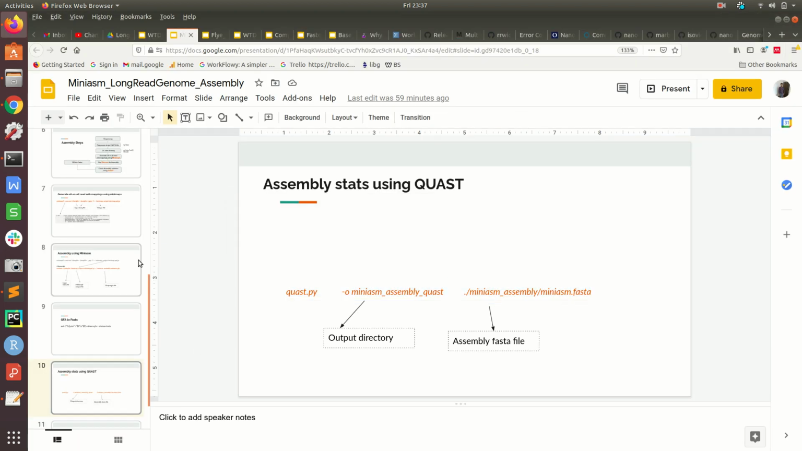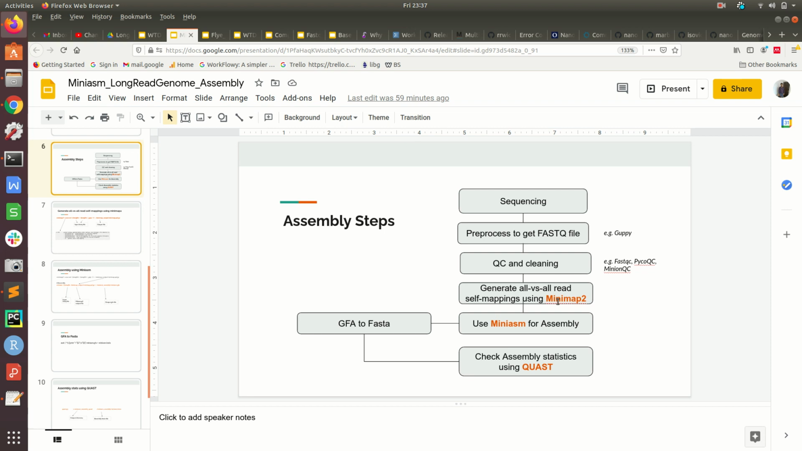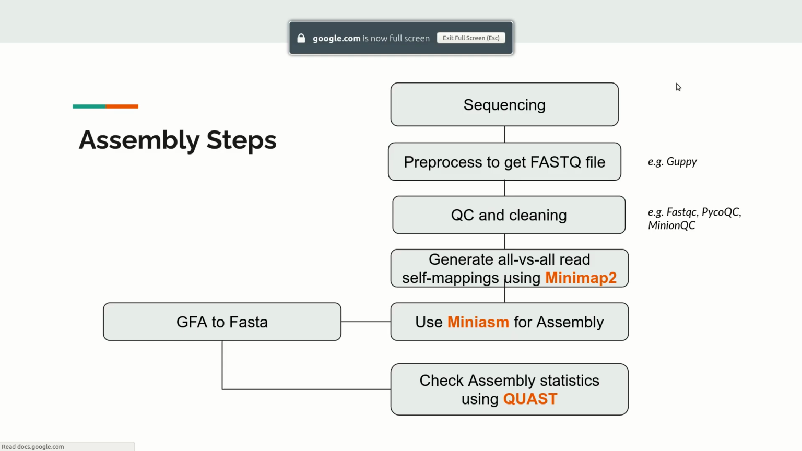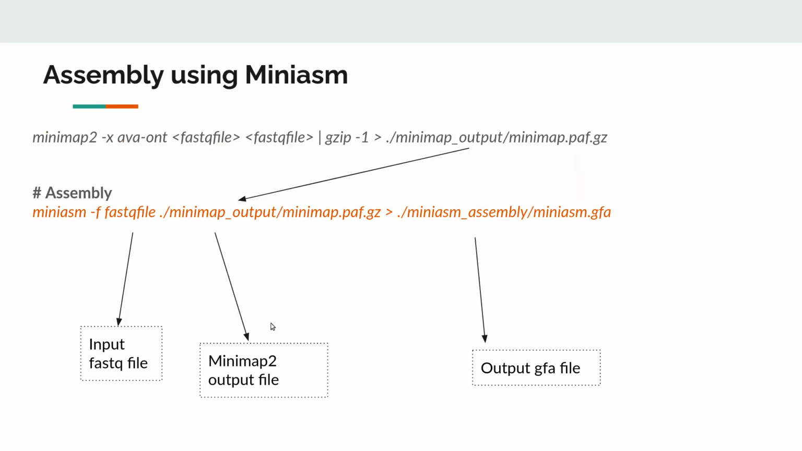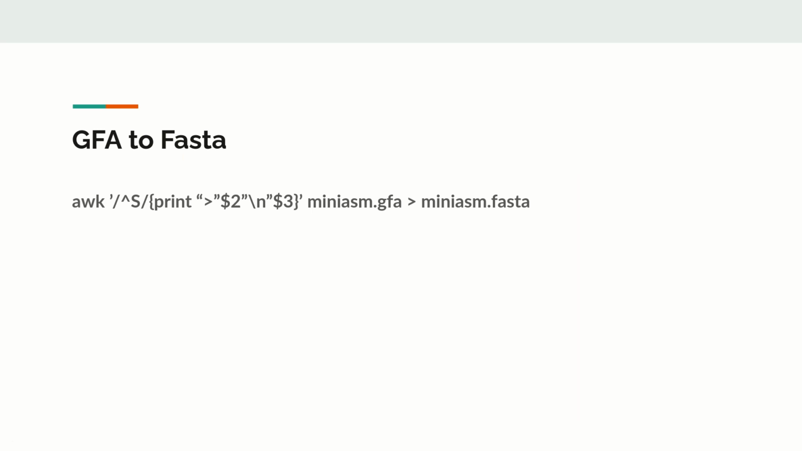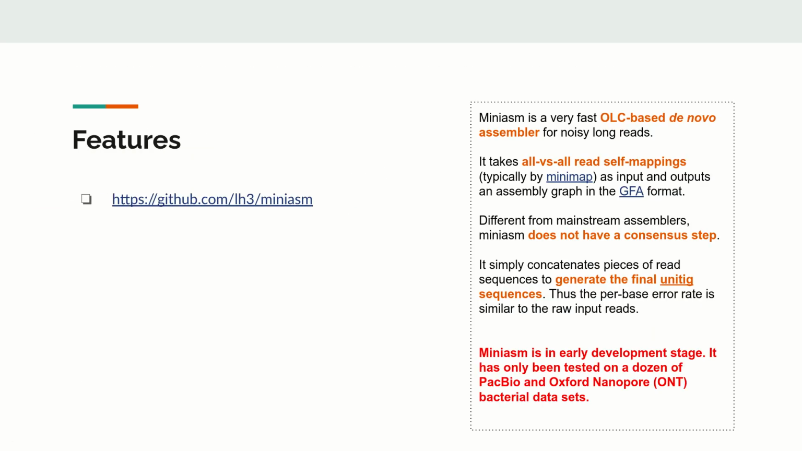So this way, we used Minimap2 to find the overlaps, then Miniasm for assembly, then GFA to FASTA, then we used Quast. This tool is useful, but it is important to note that it does not have a consensus step, so it gives just unitig sequences. Later on, you can use other tools like Minipolish, which will help us polish this and find the consensus sequences.